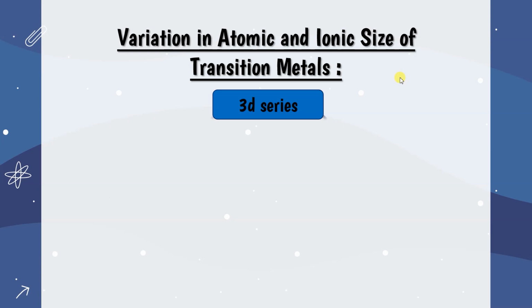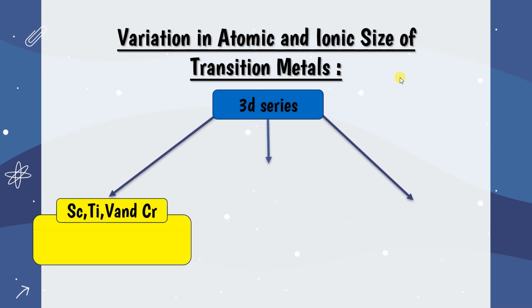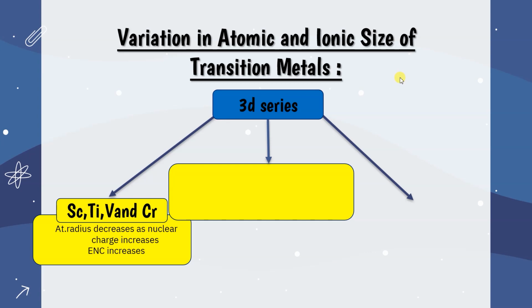In the 3d series, there are actually three groups that can be categorized. If we talk about scandium, titanium, vanadium and chromium, starting from scandium up to chromium, the atomic radii will decrease because nuclear charge increases, and in this case the effective nuclear charge increases, and that's why the atomic radii decrease.